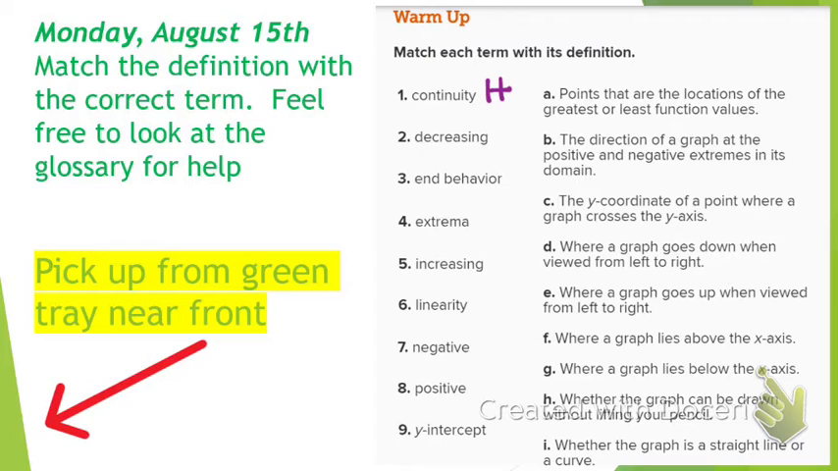Number two, D. D is in dog. Thank you. All right, so if the graph is going down from left to right, then it is decreasing.